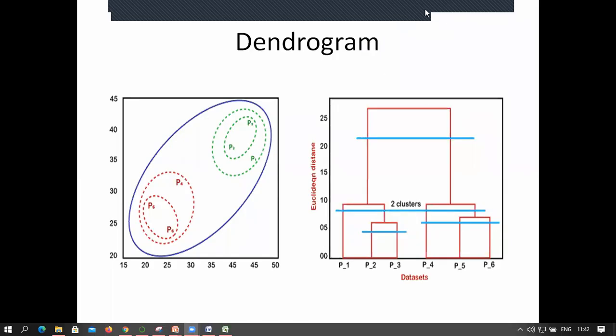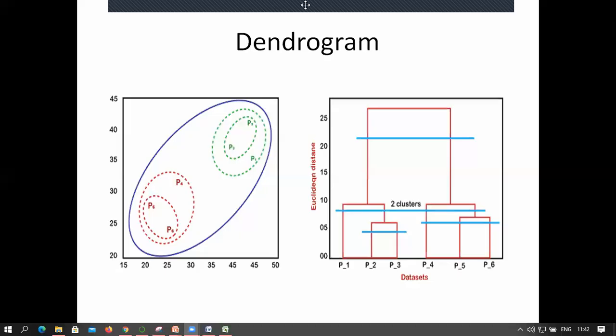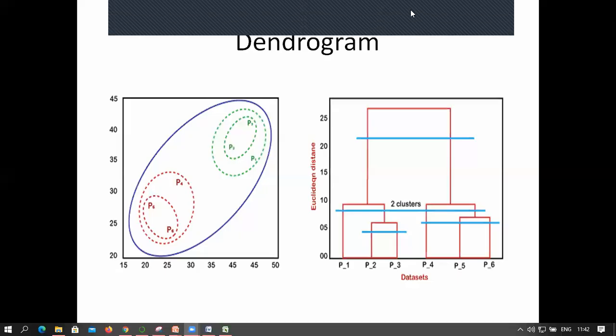If you are confused, I will find out some more examples of this dendrogram. Otherwise, you find out some more examples from the net. And if you have any confusion, you can ask me. Okay. Otherwise, I will do it.